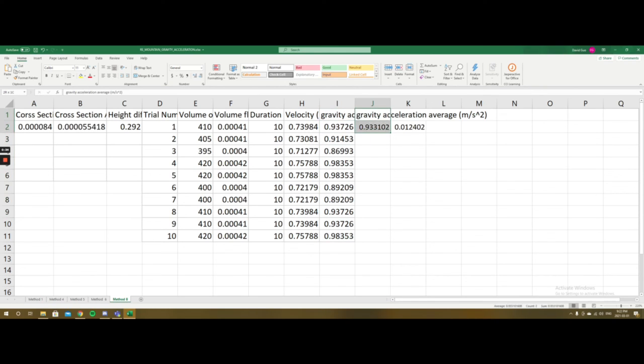We then averaged to find a final gravitational acceleration value, and the uncertainty was calculated as the standard deviation of each gravitational acceleration result divided by the square root of the number of results.